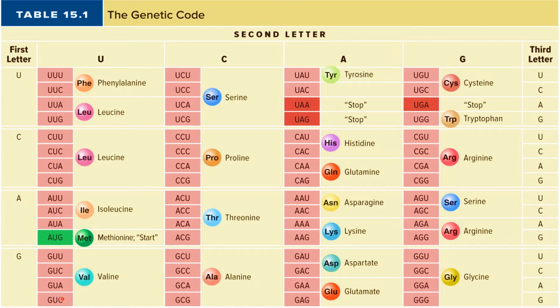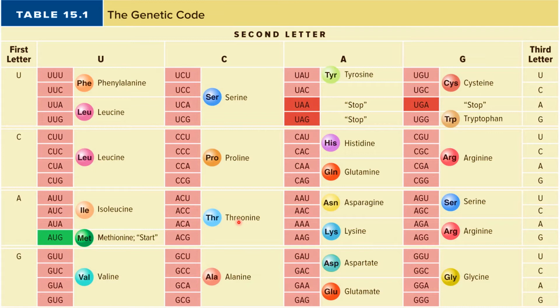Valine down here has 4, you can see it. And then see, so then when you move over to the second row here, right? So in this case, first letter is A, second letter is C, C, and the third letter is either U, C, A, or G, and those are 4 codons that code for threonine. Okay, so you see how that works?